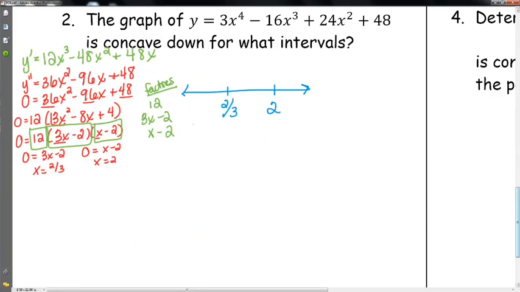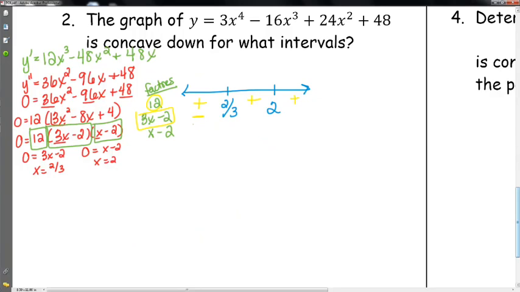Alright, so there's no x for 12, so I can just take the sign for 12. So 12 is always positive. Now I'm going to work with 3x minus 2. So if I plug in a value less than 2/3, I'm going to say 0. So if I plug in 0 for that x, I'm going to get 3 times 0 minus 2, which is going to give me a negative number.